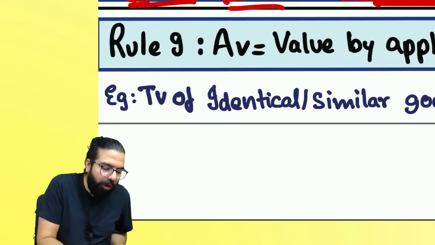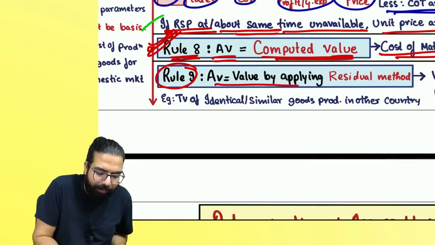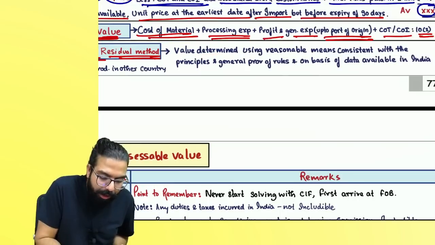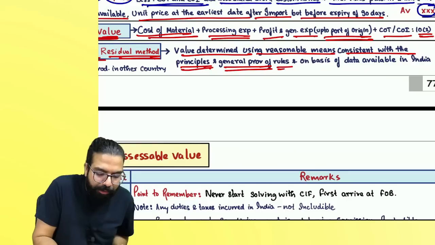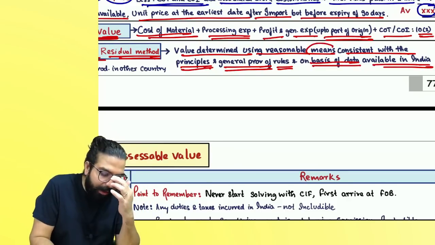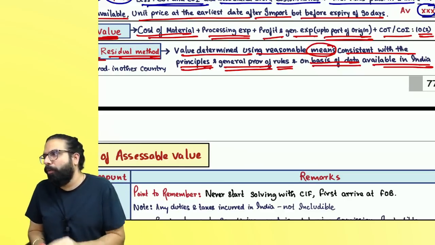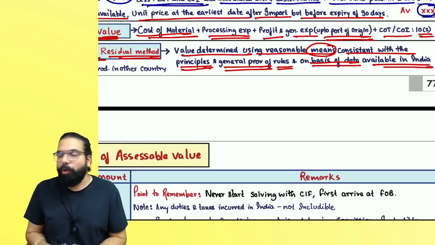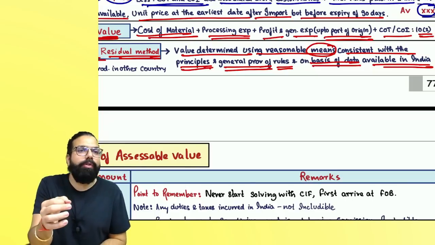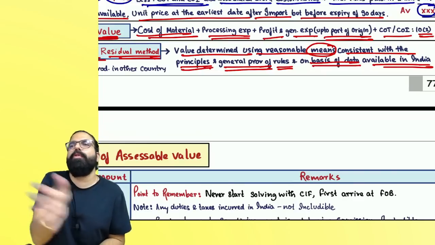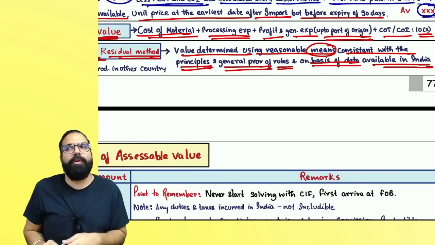And if that is also not possible, always remember rule number 9 says assessable value by applying the residual method. Residual method says value determined using reasonable means consistent with the principles and general provisions of the rules and on the basis of data available in India. For example, under rule number 9 the officer can do this: if identical goods from the same country are not there, then from another country, the value of identical or similar goods can be adopted for the goods you have imported.